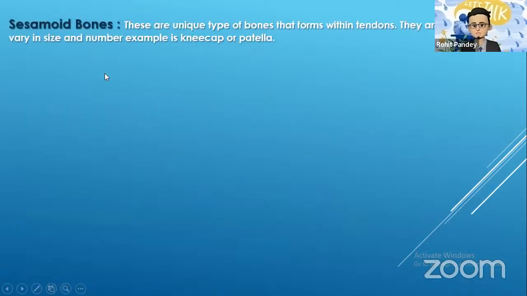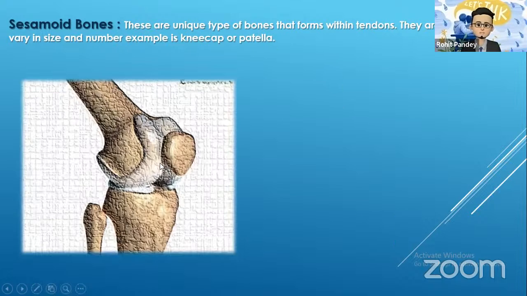Now sesamoid bone, another type. These are a unique type of bones that form within tendons. They are small and round, and vary in size and number. An example is the kneecap, or patella. Here you can see that is the kneecap, or we can say it is the patella.